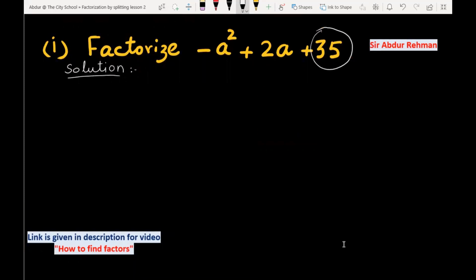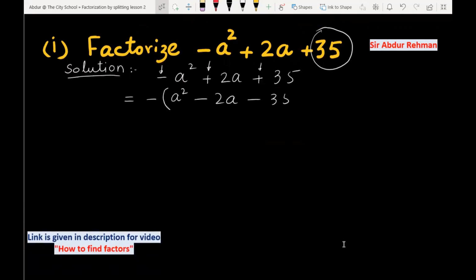But there is a negative sign here, so you have to take common from the first term to convert it into the positive a square. So I'm going to take minus common here. It's common, so change the sign. Now it will be positive a square. Change the second sign, minus 2a, and change the sign of the third term, which now will be minus 35 here.